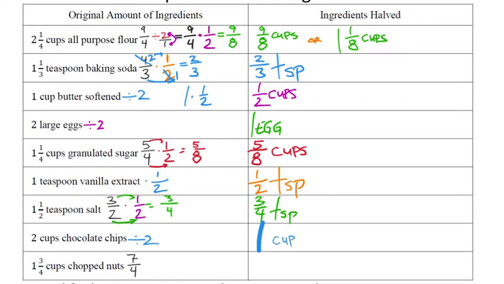And then on to the chopped nuts. So 7/4 cups of chopped nuts. But once again, you need to multiply that by 1/2. So that cuts that in half. And with the multiplication, in the numerator I got 7 times 1, which is 7. In the denominator, 4 times 2 is 8. And that is a proper fraction. So that's how we'll write it in our answer. 7/8. This was cups of chopped nuts.